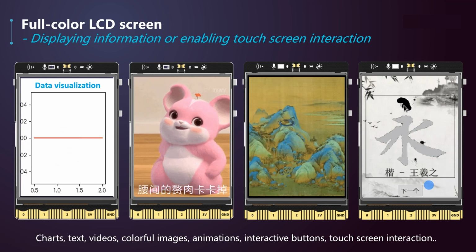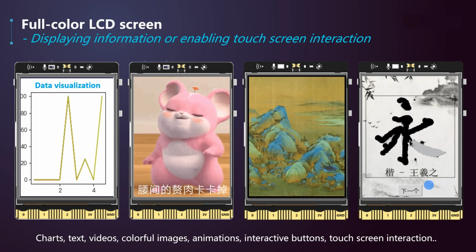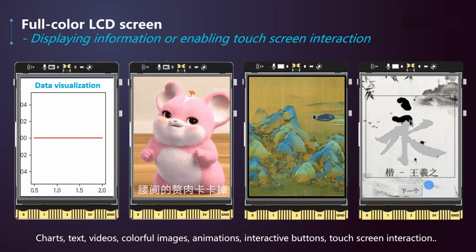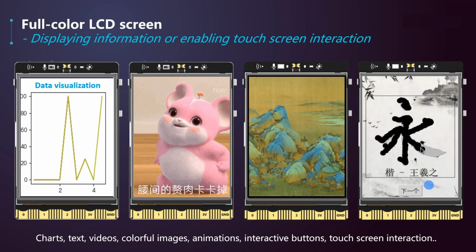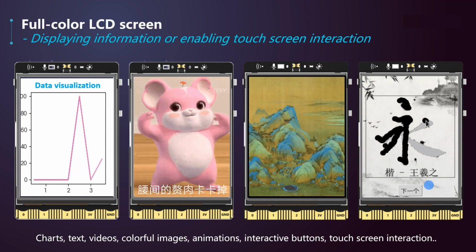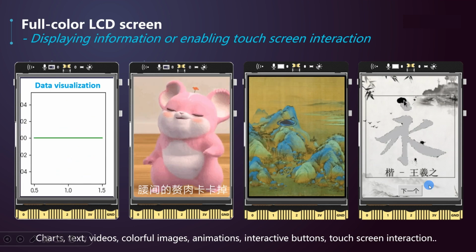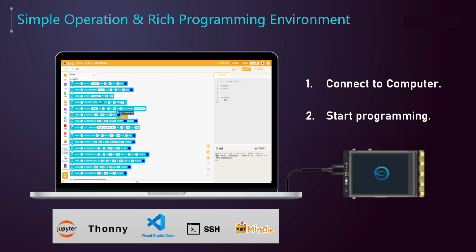This screen opens up a world of creative teaching possibilities, from data visualization to displaying animations, appreciating famous paintings, or even learning Chinese characters. As you can see, even just with this main board, there are countless creative possibilities. UNIHIKER brings a whole new dimension to our teaching and creative efforts. And that's not even mentioning the vast range of open-source hardware that can be connected to it. Thanks to its straightforward operation and a rich programming environment, we can rapidly create even more engaging works.